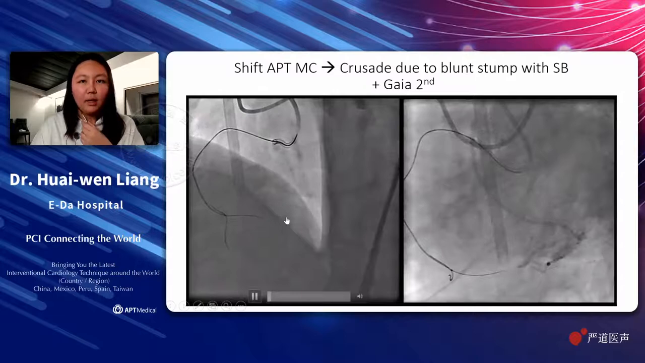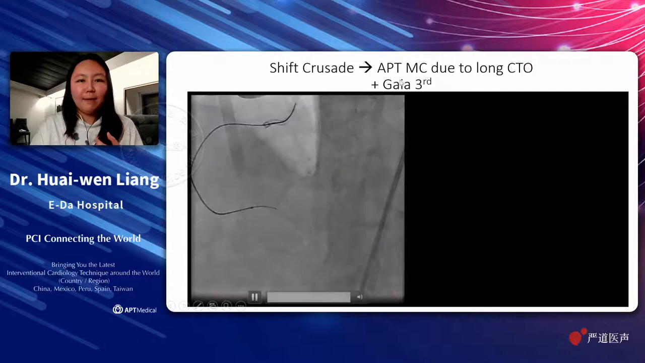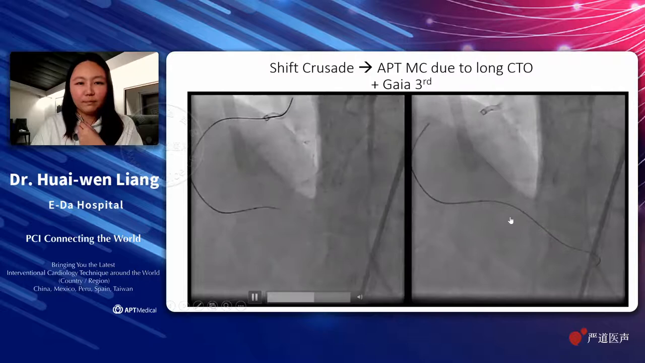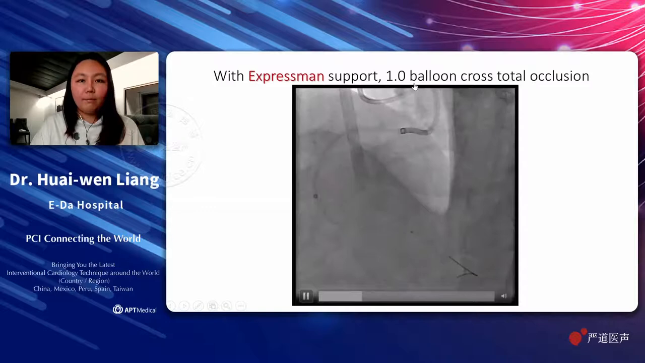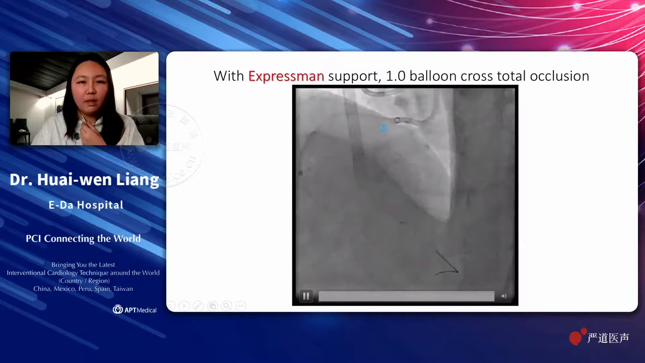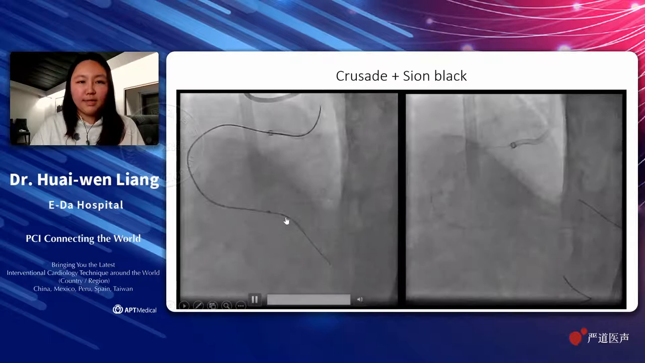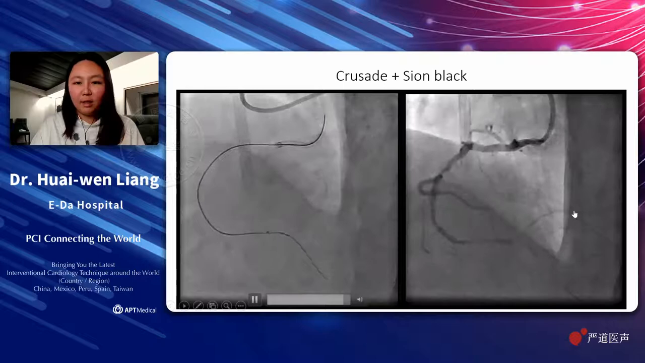So during the procedure, I shifted Crusade back to the APT microcatheter again and used Gaia Second to cross the total occlusion. And then with Expressman, the extension guiding catheter support, I delivered my 1.0 balloon to cross the total occlusion successfully. So don't forget, I still have another branch. So I used Crusade again with Xiang Black, which has much lubricity, to help me enter the PL branch.